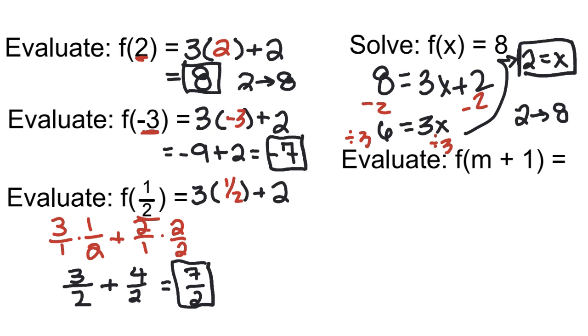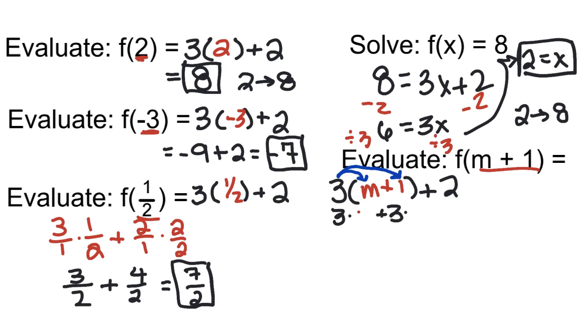So we're going to do the same process. 3 times whatever's in the parentheses plus 2. So I have an m plus 1 in parentheses. What this is saying is to multiply 3 times m plus 1. I don't know what m plus 1 is. So the way that we multiply this is we multiply the 3 times m and the 3 times 1. So I'm going to take 3 times the m and 3 times the 1. And then I add 2 because it tells me to add 2.